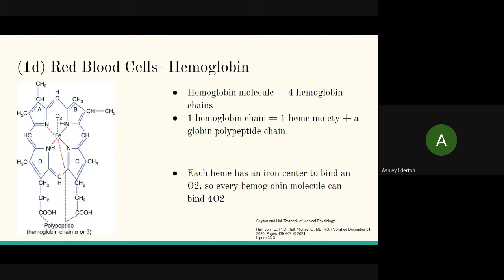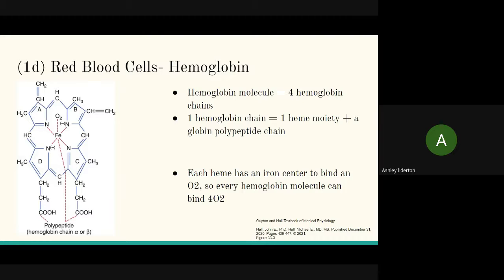So there's two important components inside of red blood cells that we need to talk about. The first is hemoglobin. Hemoglobin is actually the portion of the red blood cell that carries oxygen. One hemoglobin molecule is made out of 4 hemoglobin chains. And what you see on the left is a heme moiety. In order to make a hemoglobin chain, you take one heme moiety and you add a globin polypeptide chain.